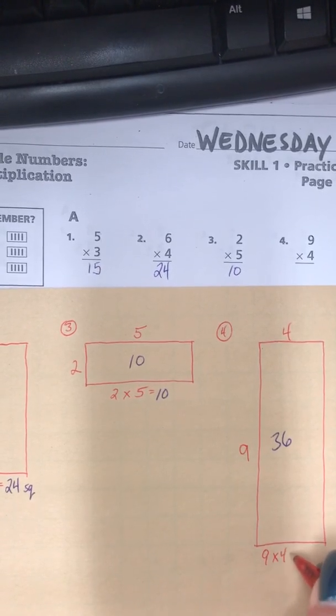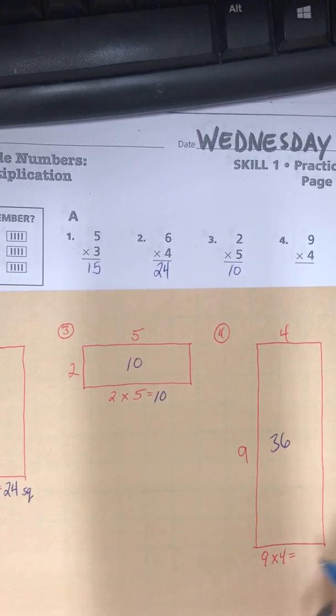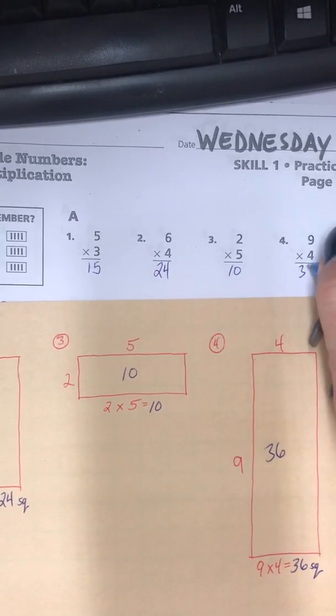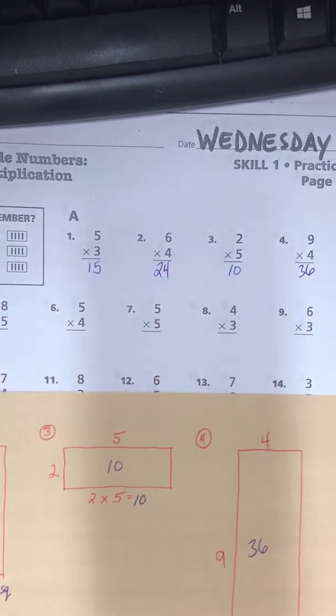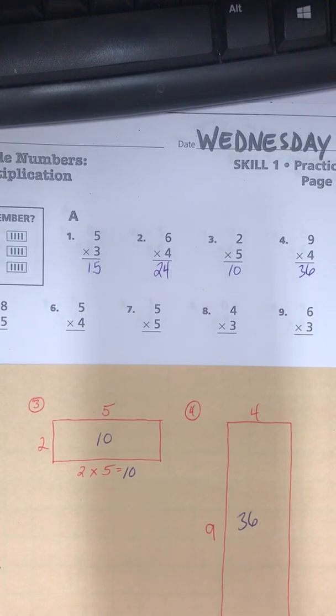9 times 4 equals 36 squares. And then up here, I'll just put 36. Good, good, good. Ooh, number 5.